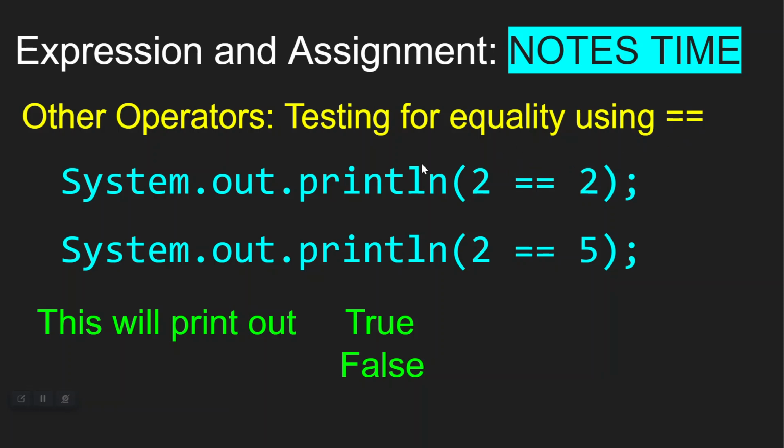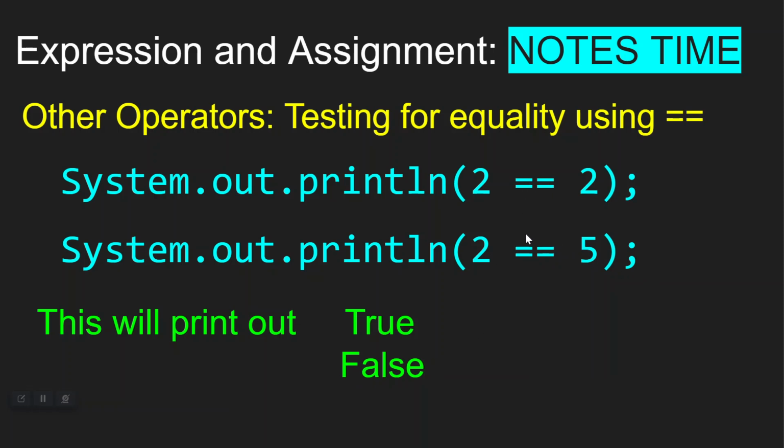So if I have two print statements, and if I want to print this expression, is 2 equal to 2, that's going to evaluate to true, and it's going to actually print true. And then if I have another print statement, and I have this expression, is 2 equal to 5, Java evaluates this to be false, and so it will print false.